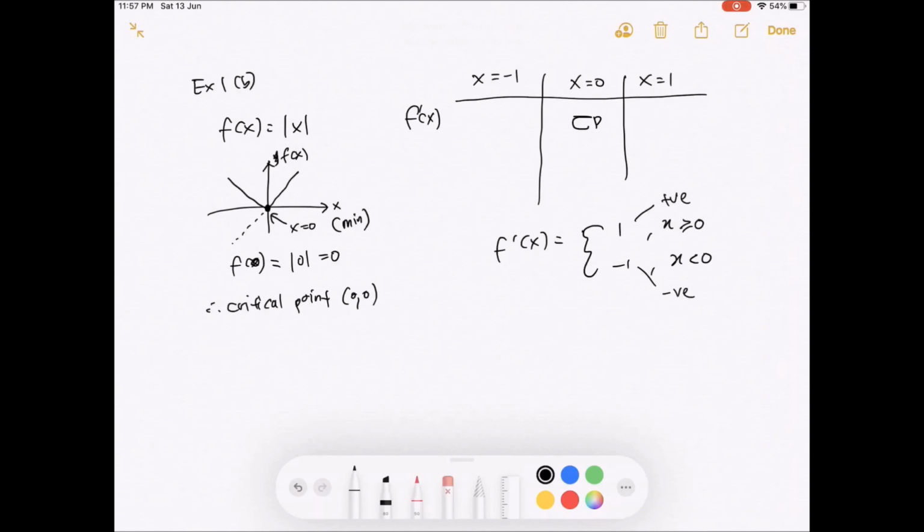So x equals -1 is obviously less than 0. So this is your f prime at x equals -1. Here at x equals 1, the slope will be decreasing and then increasing. So the pattern of decreasing and then increasing means you have a minimum at your critical point, which is (0, 0).